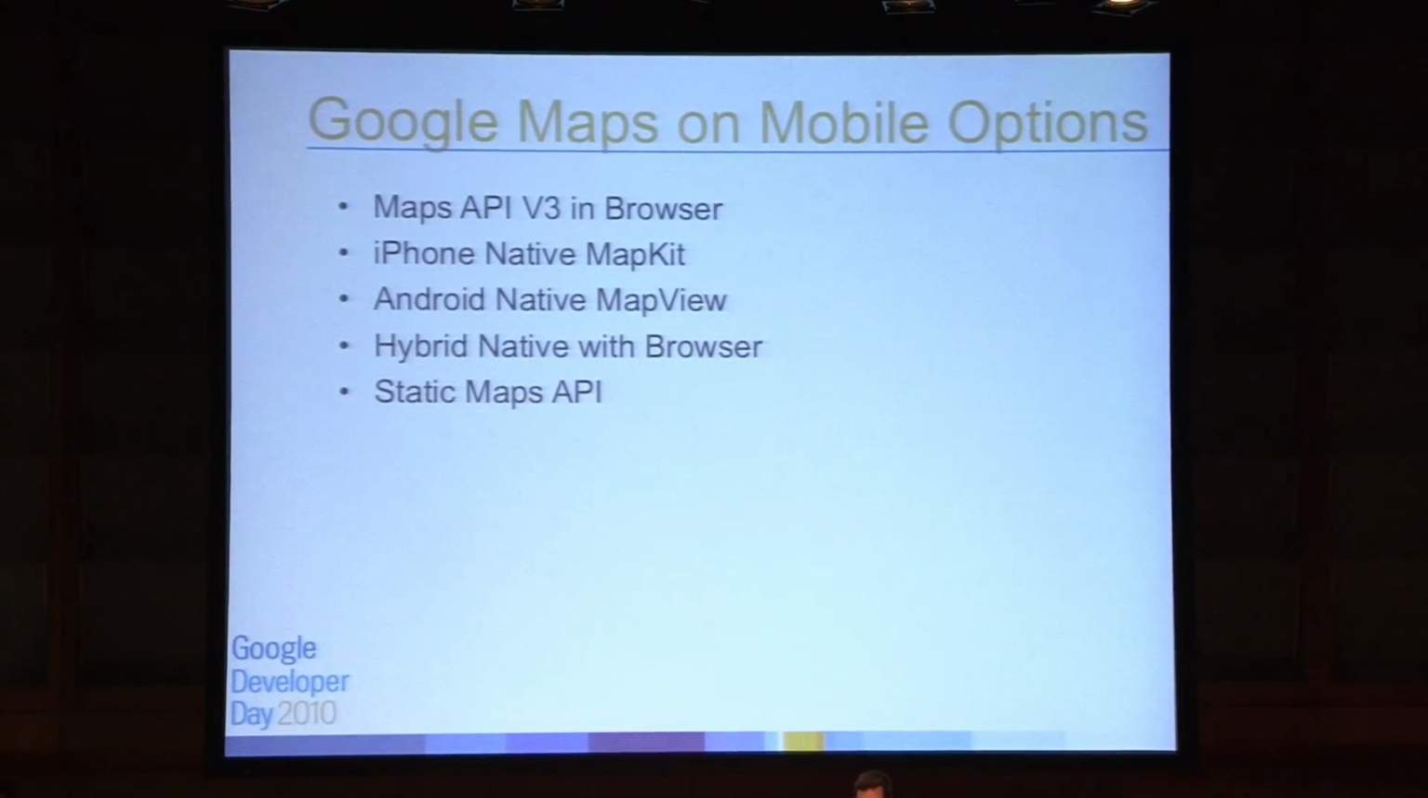Okay, so let's talk about the different options that you can use. I've listed them here. There are three basic categories of them. There's the native API, so that's, as I mentioned before, the Android map view and the iPhone map kit. These are written in the code of the different SDKs, and they work only on those devices. There are web browser based ones, using the JavaScript API or the static maps API. And then there's a hybrid approach, which is creating a native application that loads one of the web-based viewers.